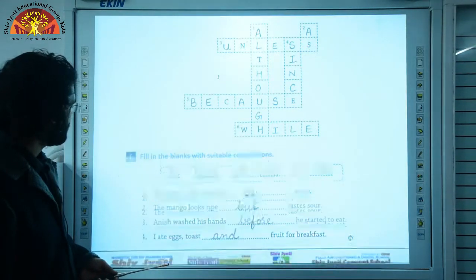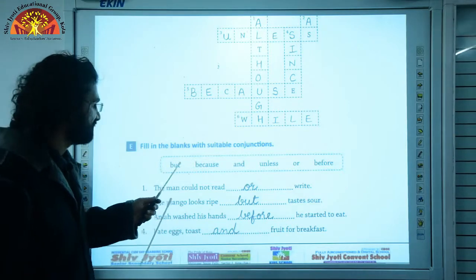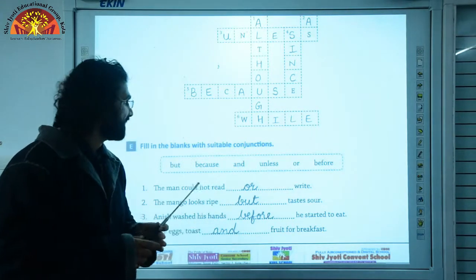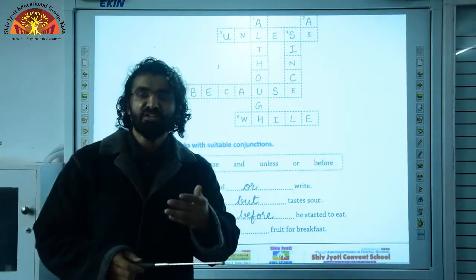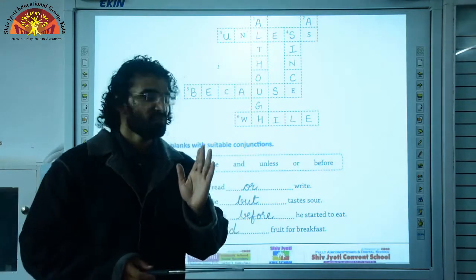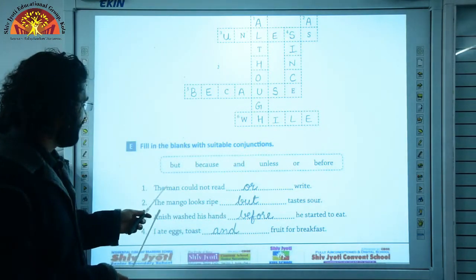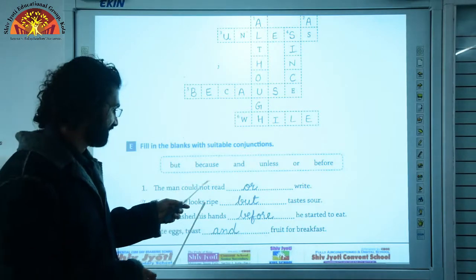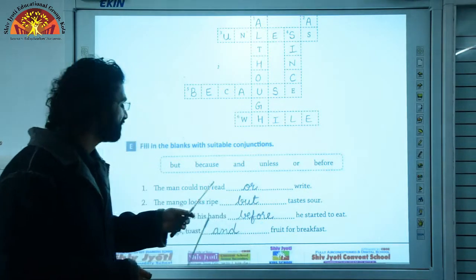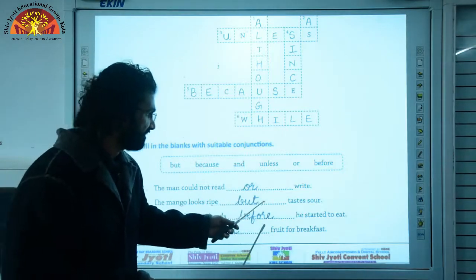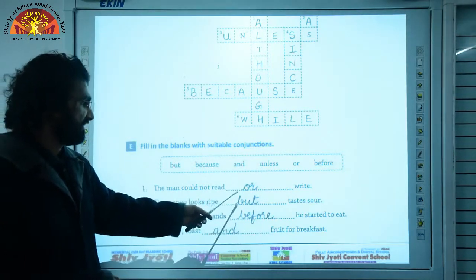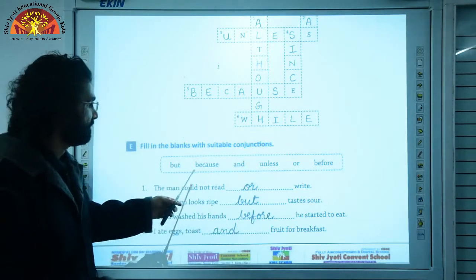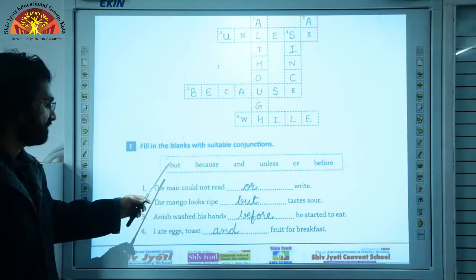Now we will talk about exercise E. Fill in the blanks with suitable conjunctions. So we have to again find the most suitable, the most relevant conjunction for this exercise. Let's see. The man could not read dash write. The man could not read or write. Or is the most suitable, most relevant conjunction here. Here we have the options in the box above. We have to see accordingly.